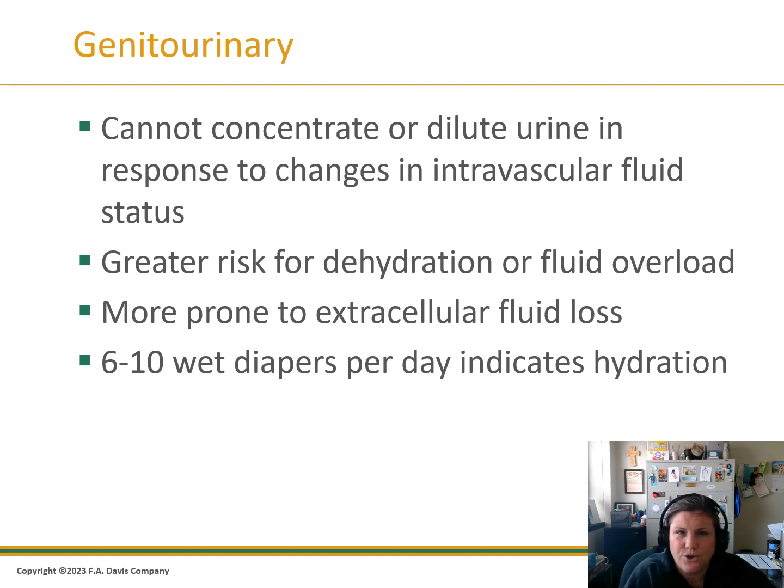In terms of genitourinary, the thing to remember is that the kidneys cannot concentrate or dilute urine in response to changes in their fluid status. So that is a key element to the immaturity of the baby's GU system. And that makes that baby at great risk for dehydration, just like they are at great risk for fluid overload. That's why it's so important that we monitor the child to determine any indicators of hydration status being below the expected, but also that we prevent any overload or volume exceeding the norm.